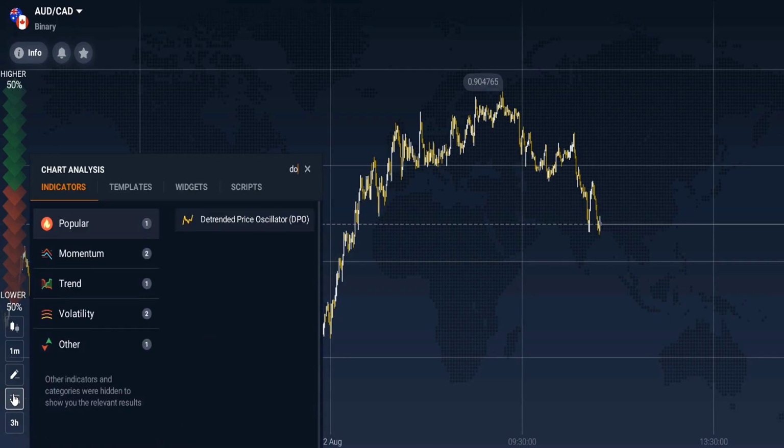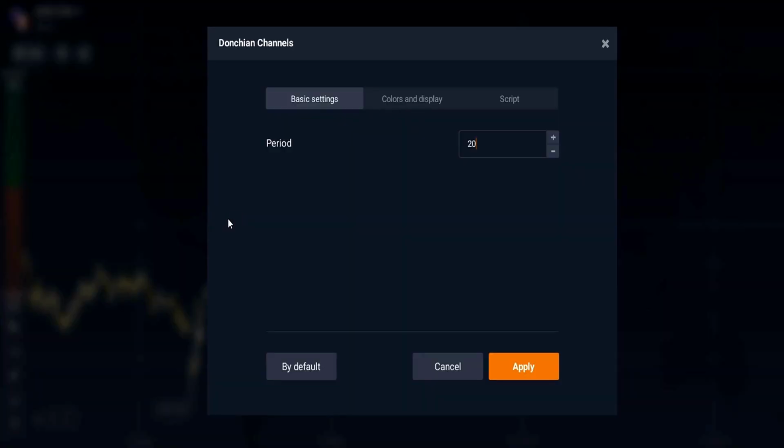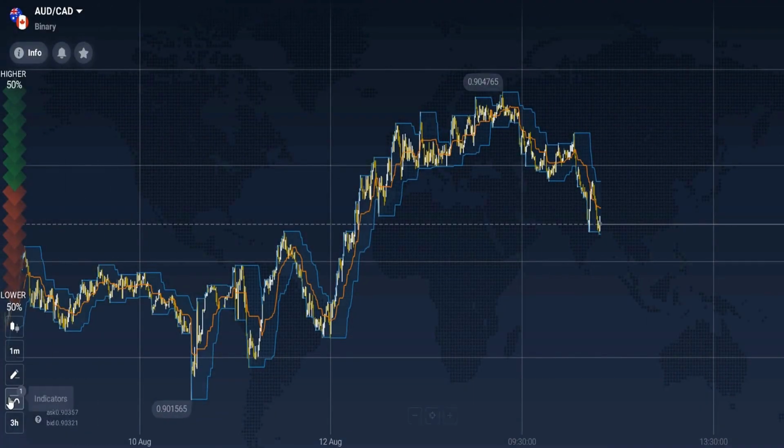First indicator, Donchian Channels. We will use this with its default settings. No need to change anything. The Donchian Channels will automatically plot the upper and lower bands based on the highest high and lowest low over the last 20 periods. Second indicator, Schaff Trend Cycle.